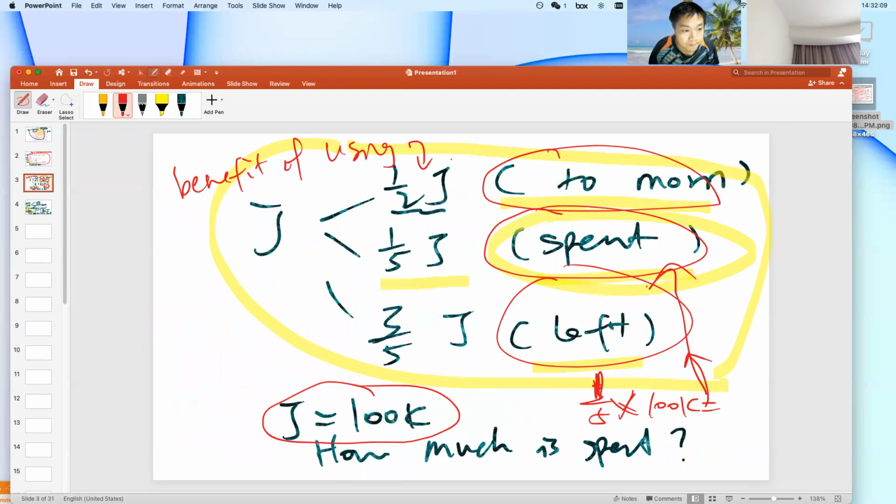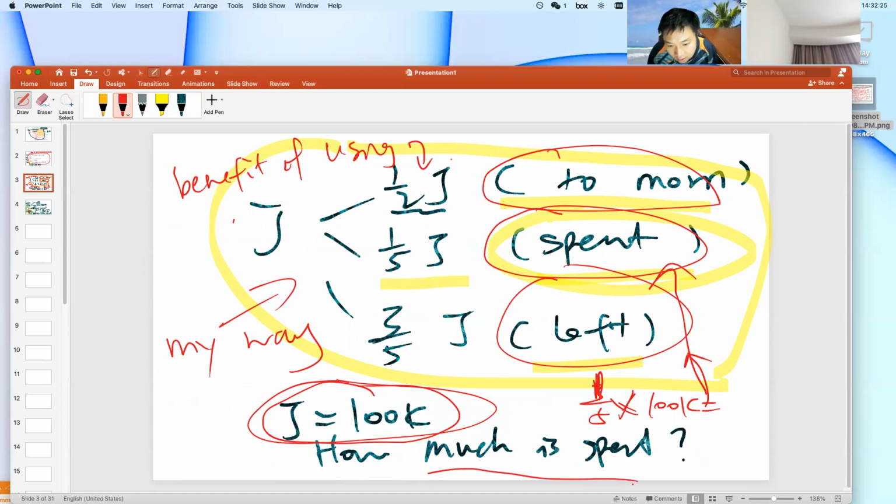For this question, if you do it my way, this is my way. You tend not to give j equals to 100K and you stop. Because if you read the question, how much is spent, then you will come to the branch here and pick this and give it to the question. So I really want you to understand my way and your way. Your way you can figure out the answer, but you tend to make careless mistakes.